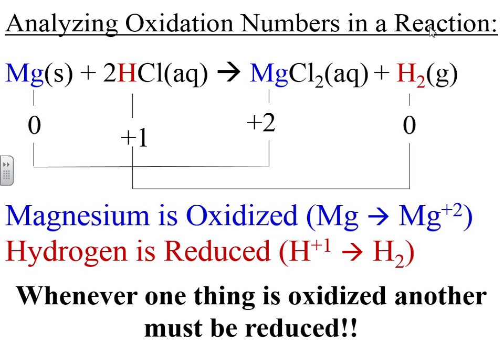So here we have a very simple reaction: magnesium plus hydrochloric acid to give us magnesium chloride and hydrogen gas. This is a single replacement reaction. This is how we've seen this reaction as a single replacement. Essentially, magnesium is replacing hydrogen.